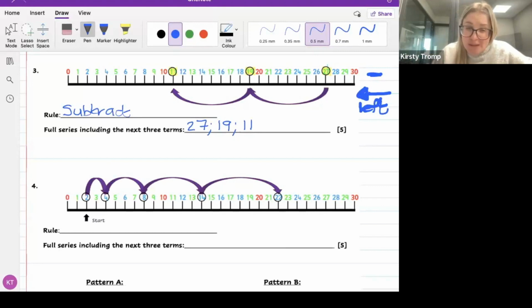If you're not 100% sure, can you go use your number line? Yes, you can. You can go count on your number line. To get from 19 to 11, it's also 8. So I'm going to say, I need to find the next 3 terms. What is 11 minus 8? You can tell me in the chat. 11 minus 8 is 3. Great.